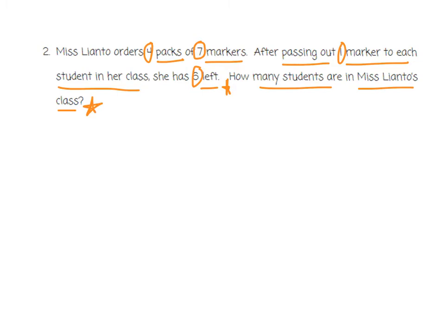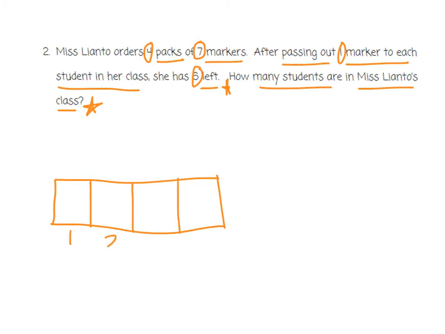So to help me solve this one, I'm going to draw another tape diagram again. I'm going to take a look at the information that was given to me in the very first sentence. It says Miss Leonto orders 4 packs of 7 markers. So I'm going to divide my tape diagram into 4 packs. Next it says that there were 7 markers in each of those packs.